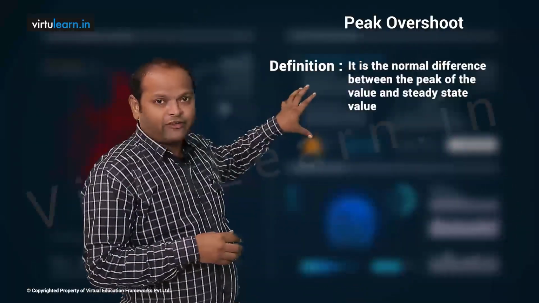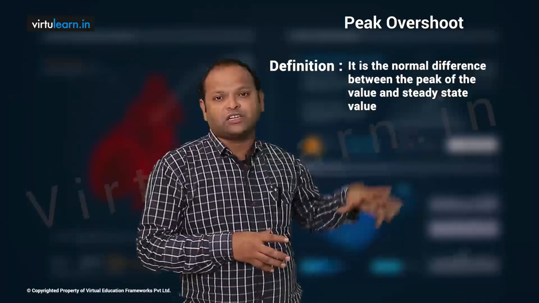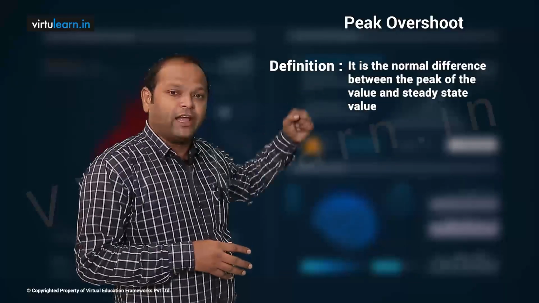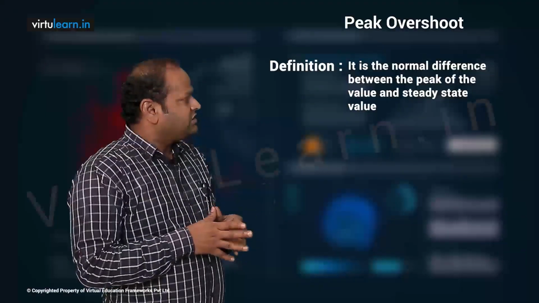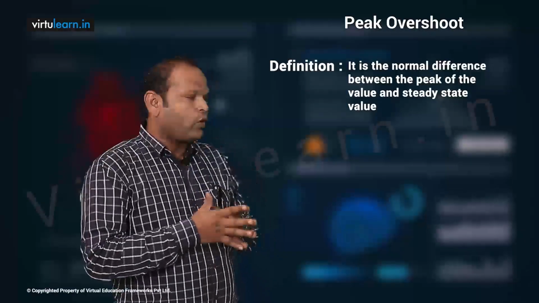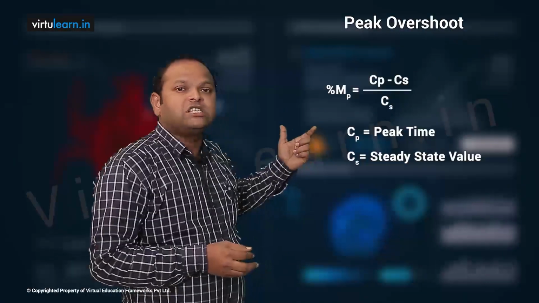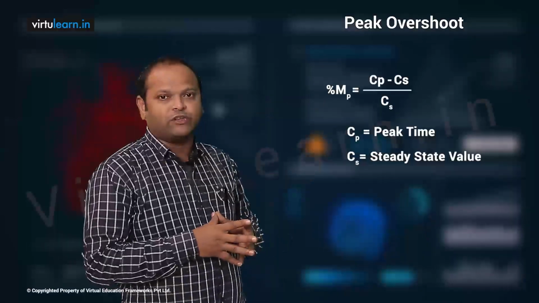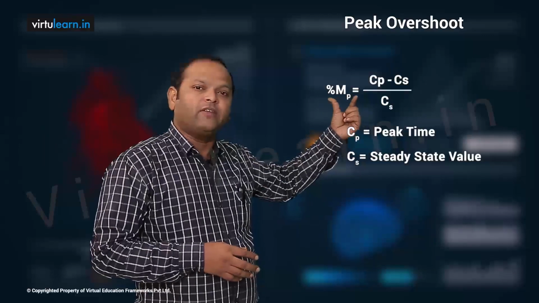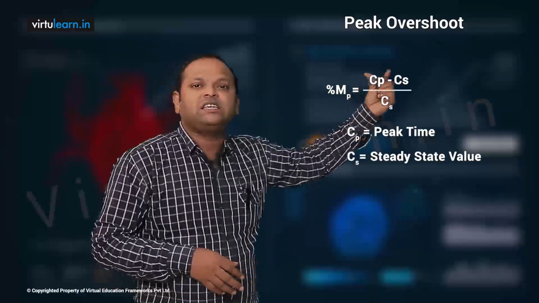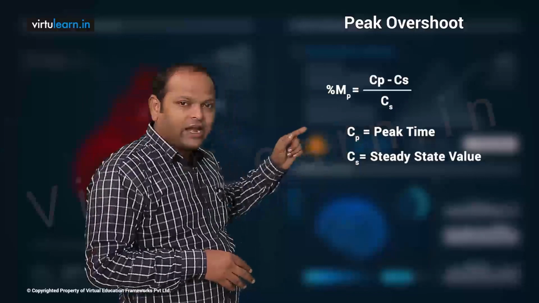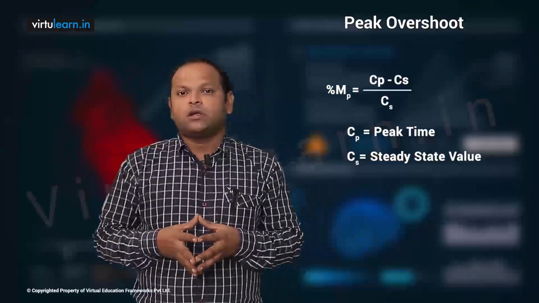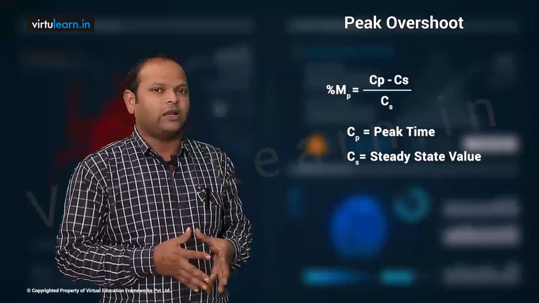So again we'll come to the definition. It is the nominal difference between the peak value and the steady state value. Generally it is expressed as a percentage. How can you write this? We'll use MP to denote the peak overshoot. So percentage MP is equal to CP, which stands for the peak value, minus CS, the steady state value, divided by CS, into 100. So this is the mathematical definition of peak overshoot.